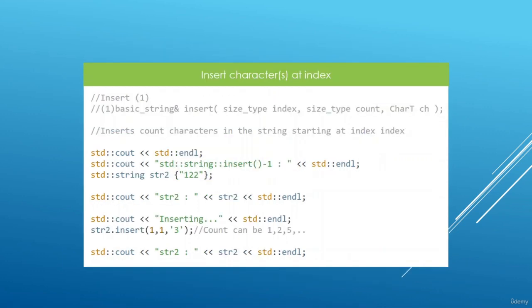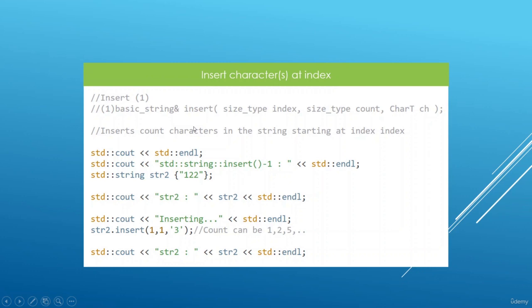We can also insert stuff into our string, and there are many versions of this insert behavior, and we're going to look at a couple of them. The first one is going to insert a character at a given index, and you're going to tell it however many characters you want to insert. For example, here we have str2, which contains 1, 2, 2, and we're going to insert starting at index 1, so we're going to go 0, 1, that's the index where we're going to be inserting. We're going to insert one character, and that character is going to be a 3, and we're going to see the output of this if we print this out.